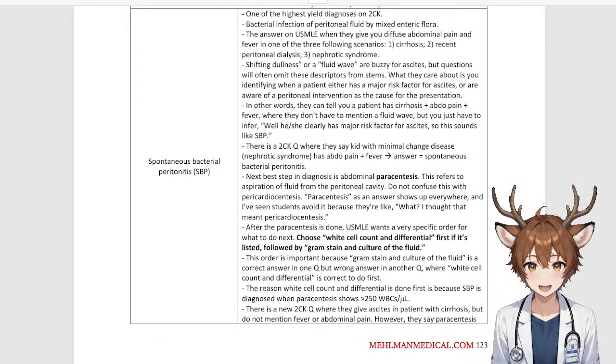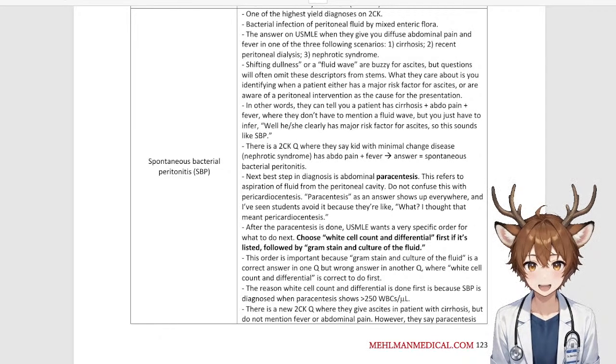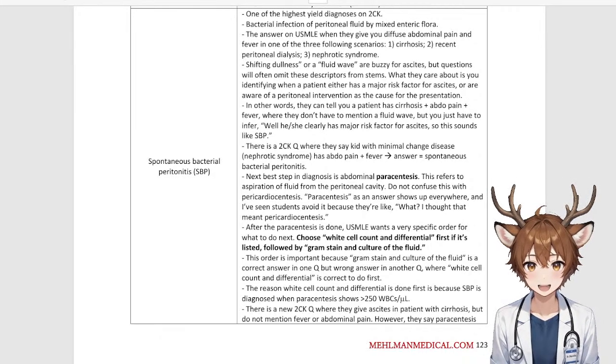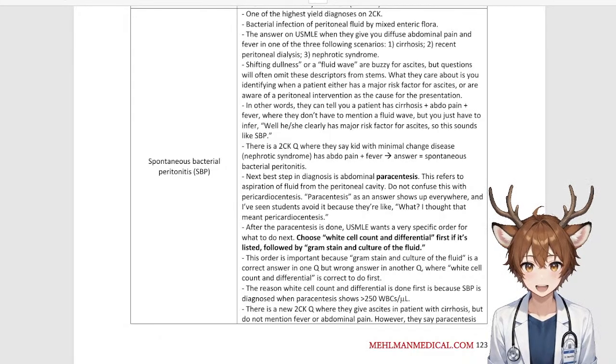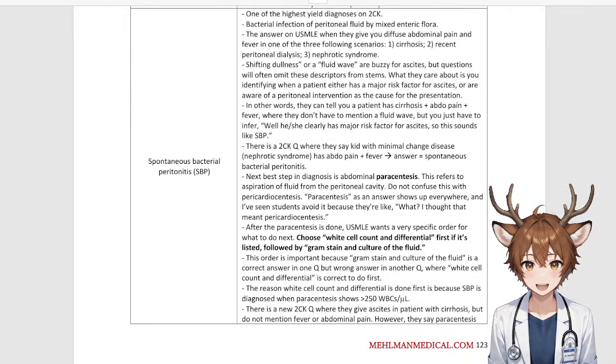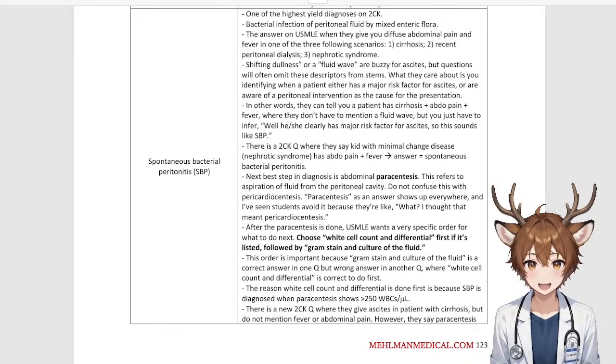So I want to read that section for you one more time, by the way, that one area. What they care about is you identifying the patient either has a major risk factor for ascites or are aware of peritoneal intervention as a cause of the paracentesis. In other words, they can tell you a patient has cirrhosis plus abdominal pain plus fever where they don't have a mention of a fluid wave. But you have to just infer, well, he or she clearly has major risk factors for ascites, so this sounds like spontaneous bacterial peritonitis.